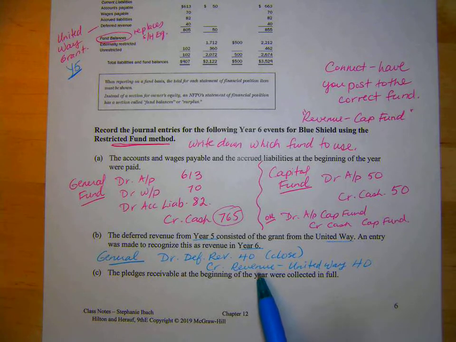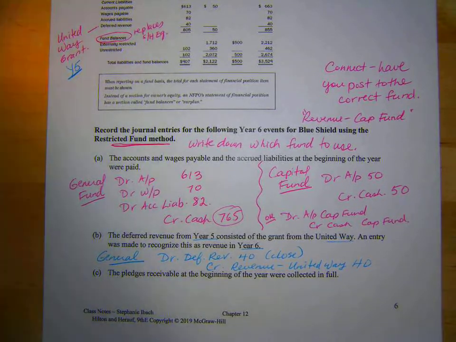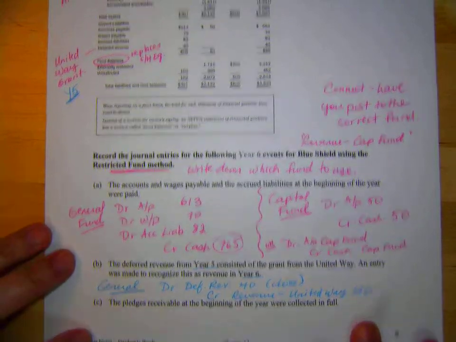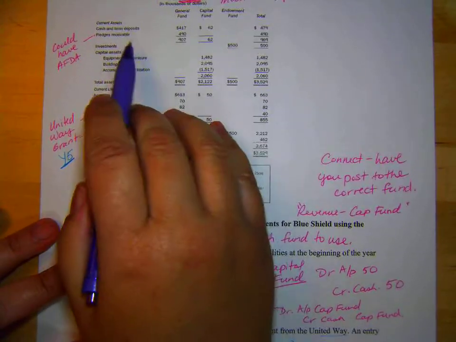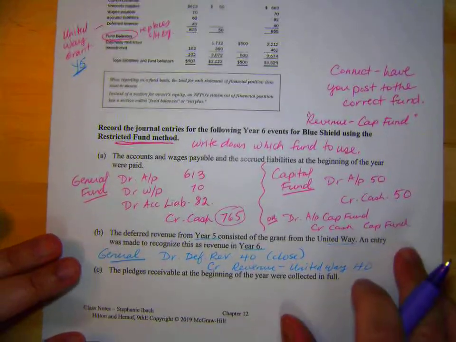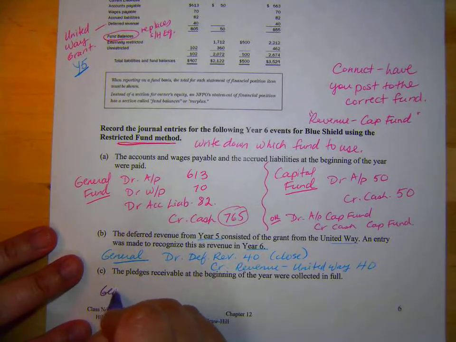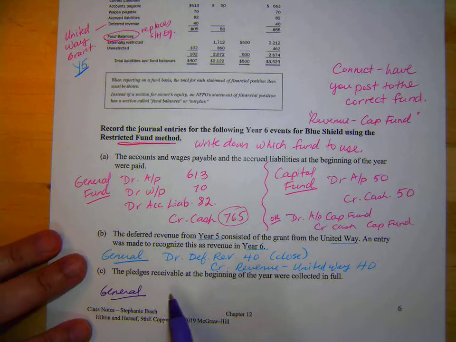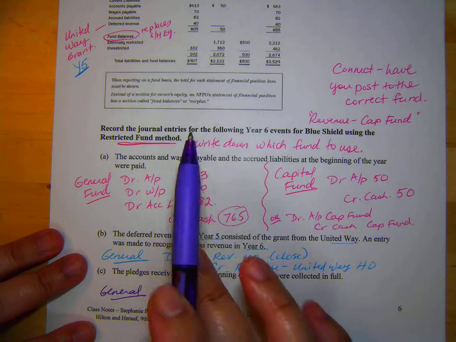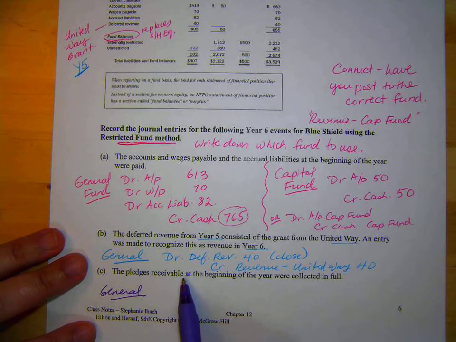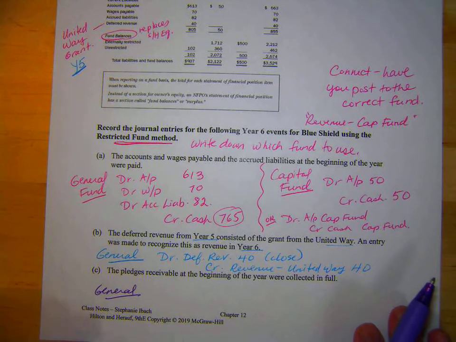Okay, pledges received at the beginning of the year were collected in full. Again, that doesn't usually happen. And if not, you'd have an allowance account of some kind. But in this case, pledges receivable of $490 were collected, and we notice they are in the general fund. If we didn't have the statement and it just said the pledges of $490 were collected, we'd know it was in general because it didn't say anything about restrictions. So we debit cash, $490, and credit pledges receivable.